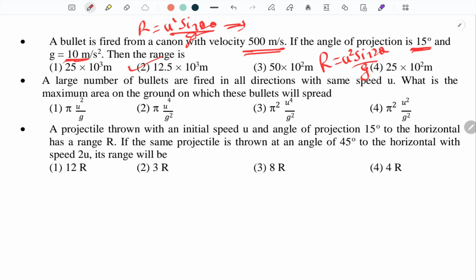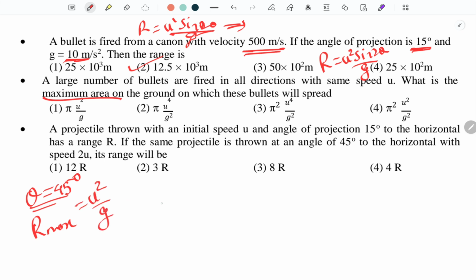A large number of bullets are fired in all directions with same speed. अलग अलग directions में. What is the maximum area on the ground on which these bullets will spread? Maximum area होना है तो theta should be 45. Maximum range पे होना है तो R max बनेगा. करेक्ट. R max का फॉर्मूला u स्क्वायर बाई जी.